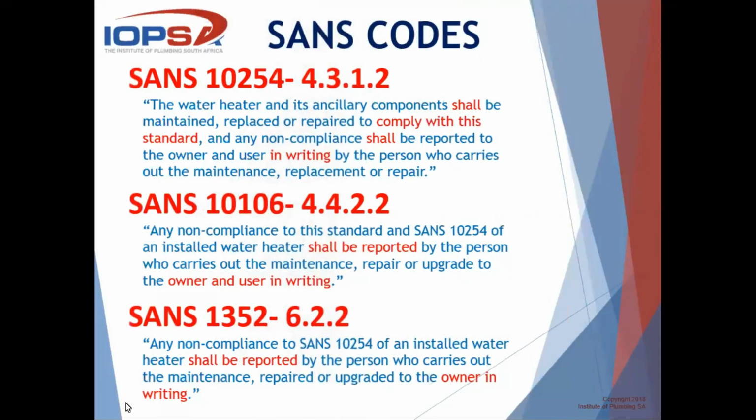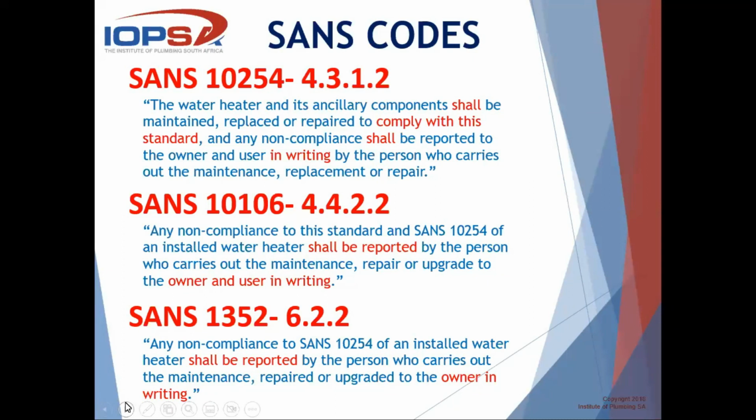So if we look at the SANS code, SANS 10254 says the water heater and its ancillary components shall be maintained, replaced, and repaired to comply with the standard. And any non-compliance shall be reported to the owner and user in writing by the person who carries out the maintenance. So that's 10254, which is the geyser installation.